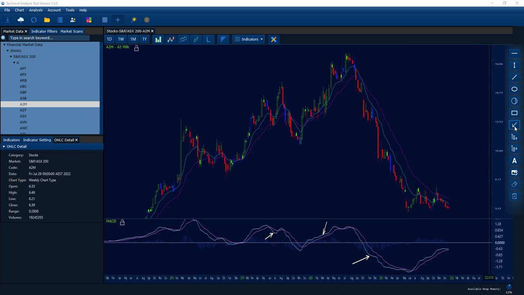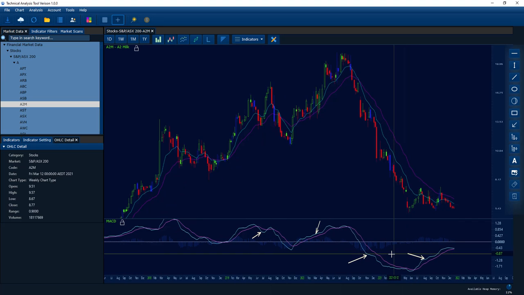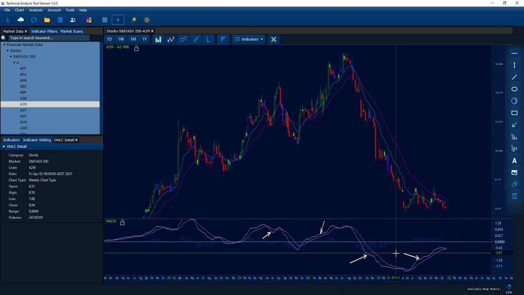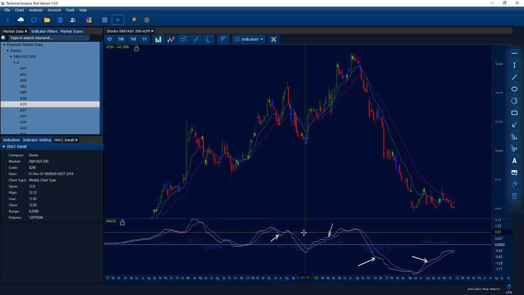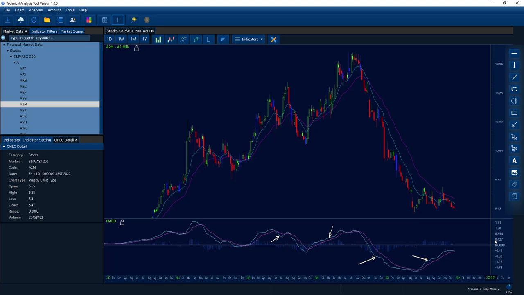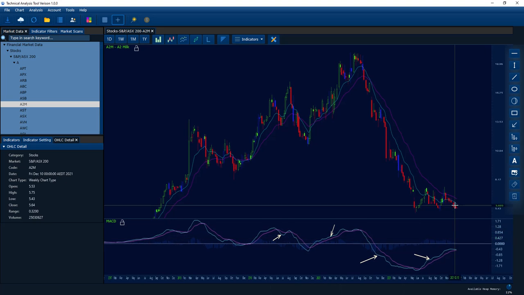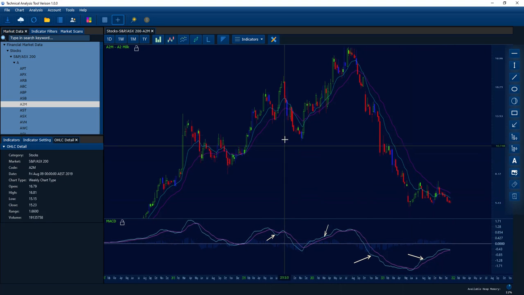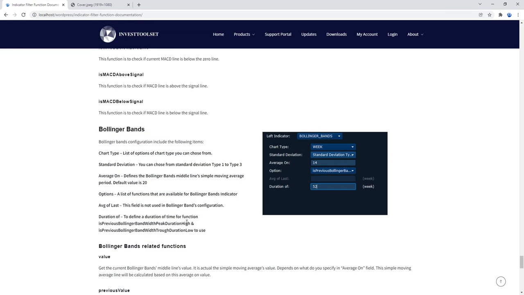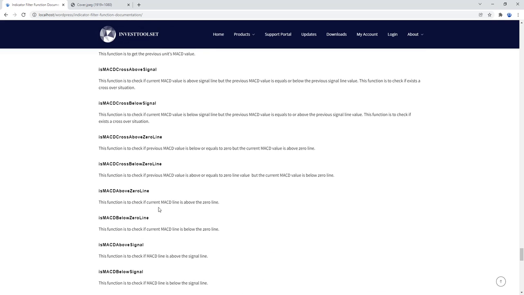Okay, so it's not necessarily a direction related function, it just tells you that at the moment the MACD line is above or below the signal. So you have to combine this function with other functions if you want to get exactly the direction related information. Okay, so I think that's pretty much every function supported by the MACD at the moment.